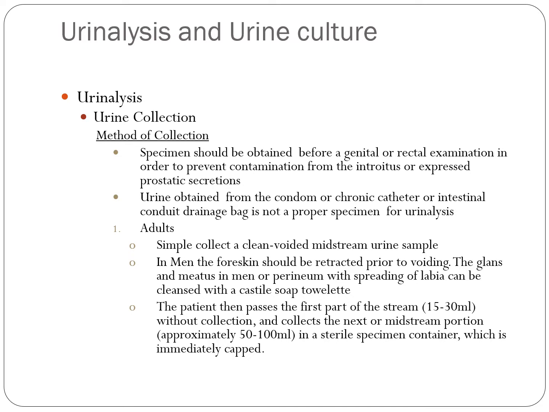In adults, simply collect a clean voided midstream urine sample. In men, the foreskin should be retracted prior to voiding. The glans and meatus in men, or the perineum with spreading of the labia in women, can be cleansed with a castile soap toilet.